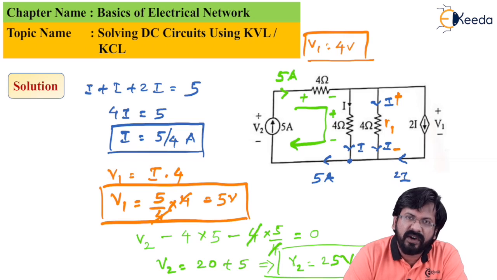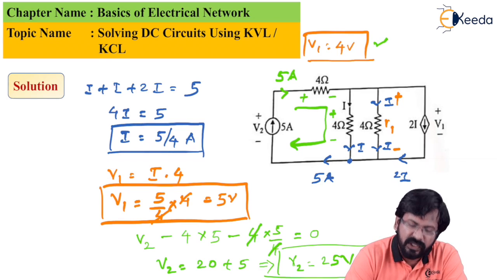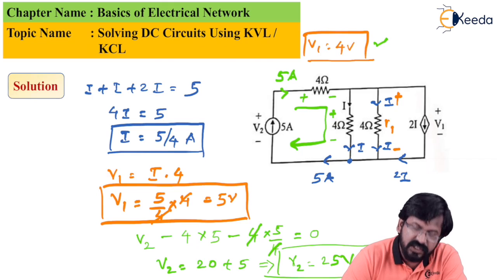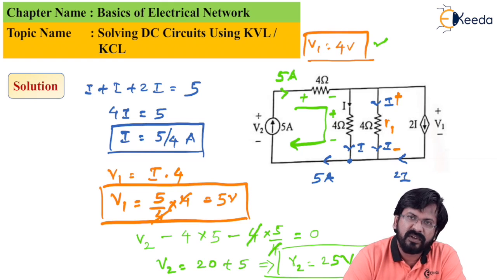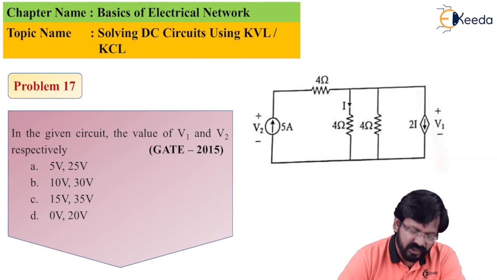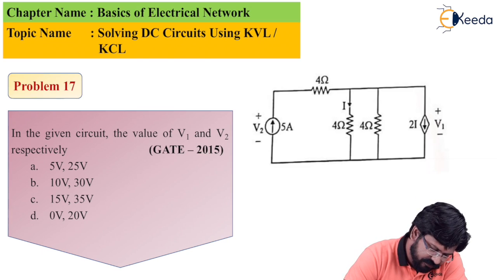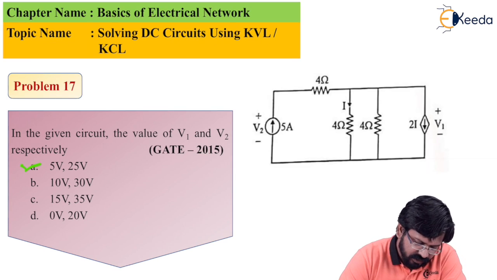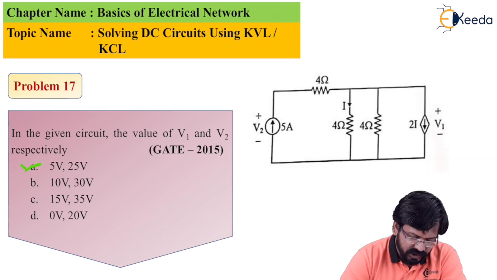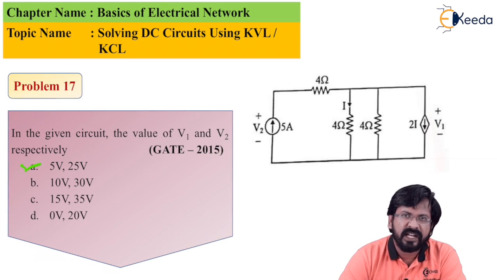So the value of V1 that they were asking us is 5 volt, and the value of V2 that we have got right now is 25 volt. So now we will go back to the previous slide and we will see the correct option. We had 4 options, out of which 5 volt and 25 volt is the correct option, which is option number A. I'm sure you have understood this problem very well. With this, now we can start with the next problem.